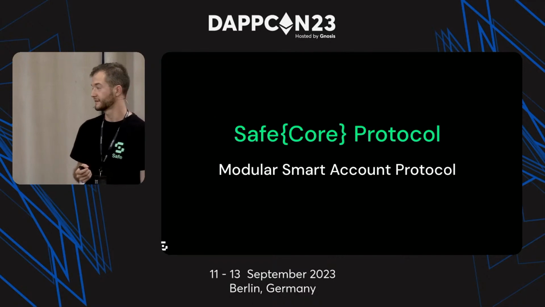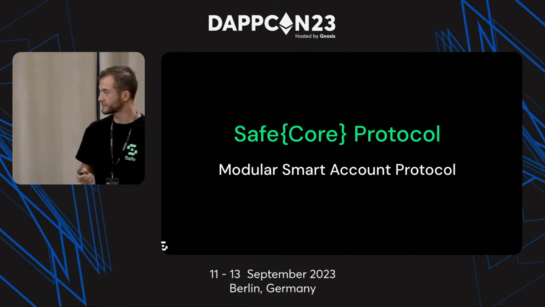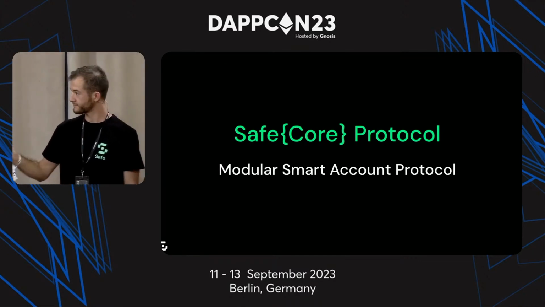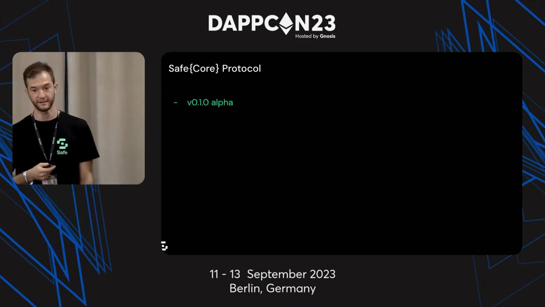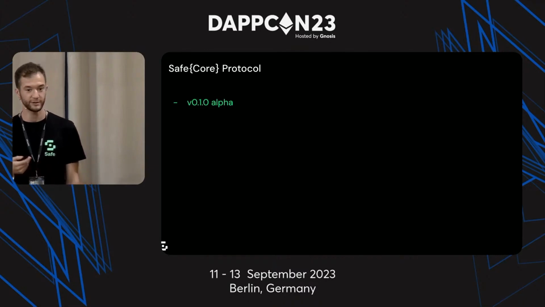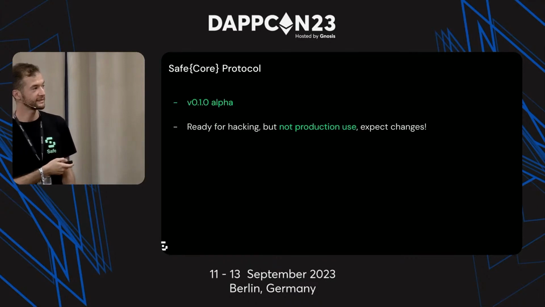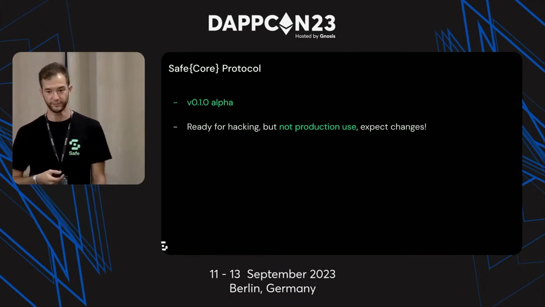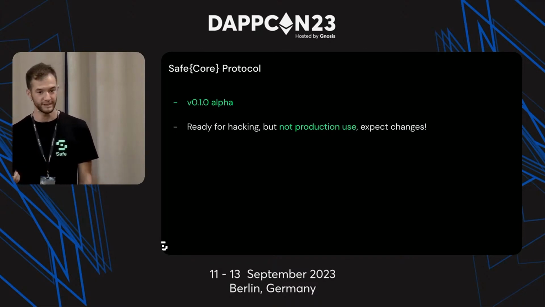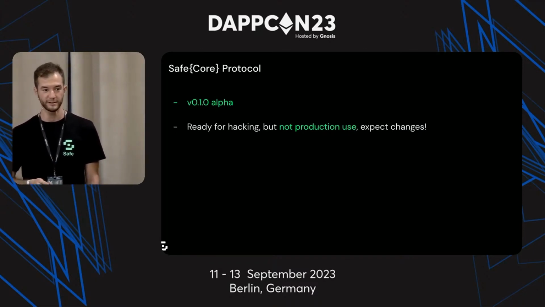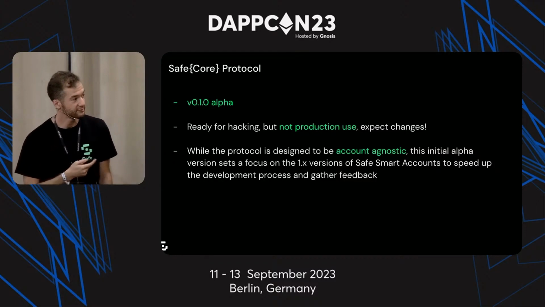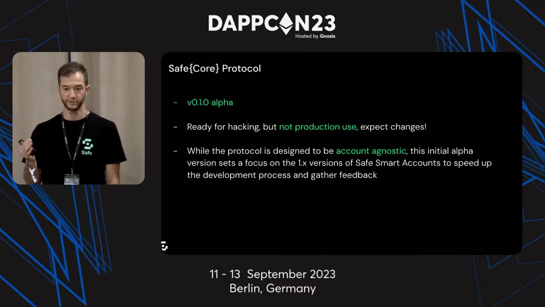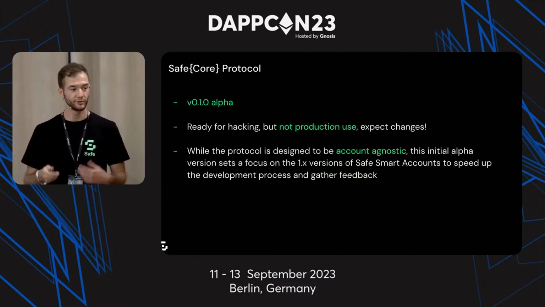Now that we have seen the Safe Smart Account a little bit, an overview, we're going to talk about the SafeCore protocol, which is a modular smart account protocol. Some things first. It is in version 0.1 alpha, so it's in a very early state. This means that it's ready for hacking, but not for production use yet. So we expect things to change and to break in the coming months. Also, while the protocol is meant to be account agnostic, for now we will focus just on Safe, the version is 1.x, to speed up the development.